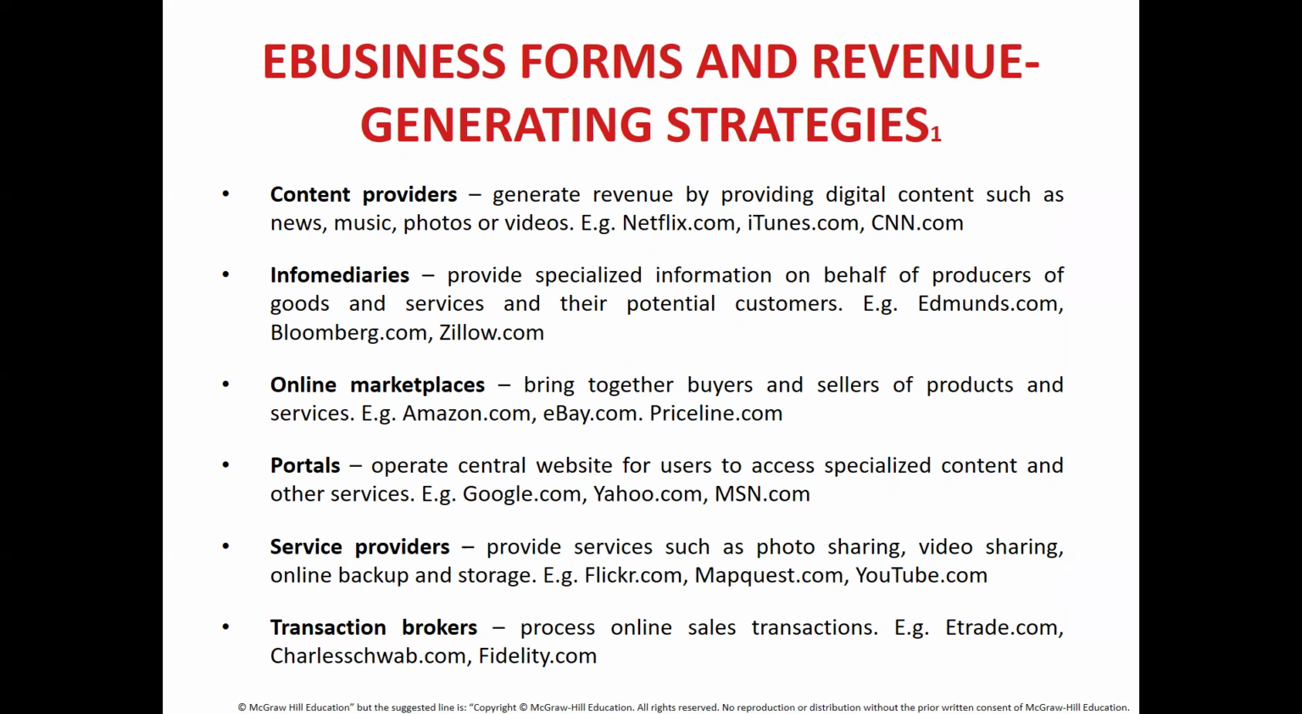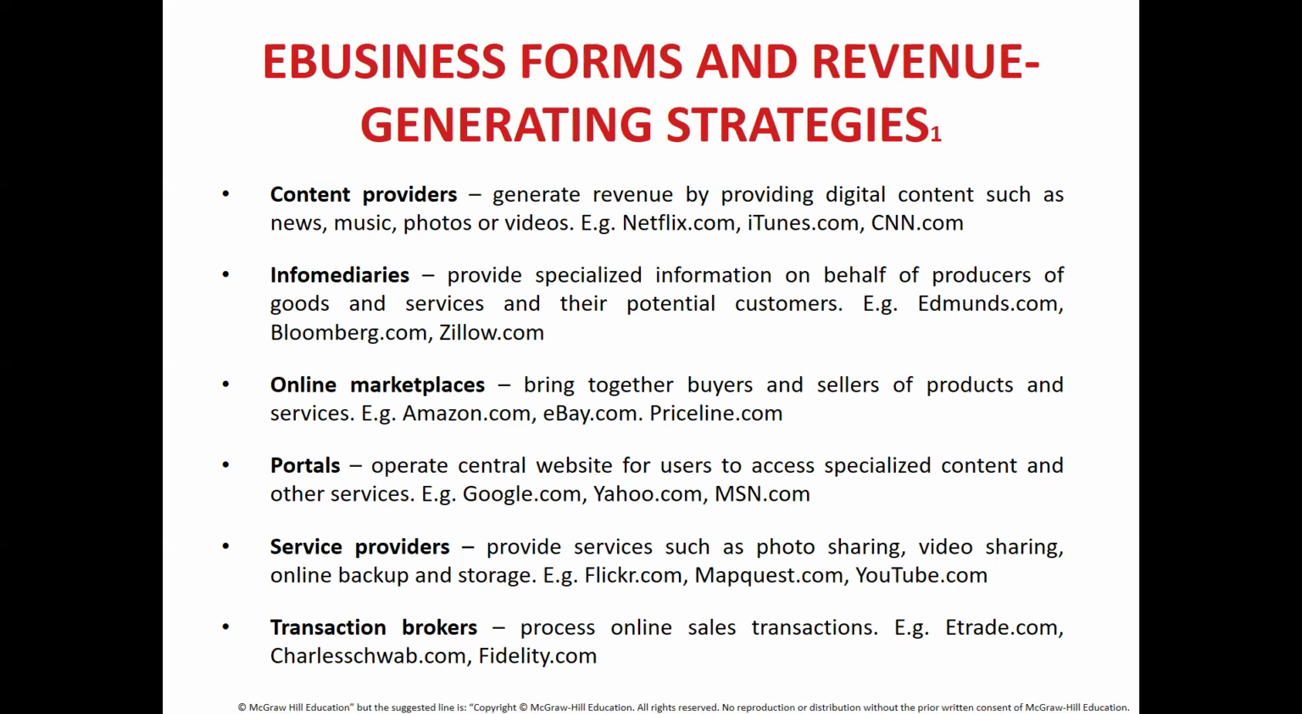You have infomediaries, which provide specialized information on behalf of producers of goods and services and their potential customers. Example, Edmunds.com, or Bloomberg.com, or Zillow.com. Now, what these companies do is they provide information to consumers on behalf of the producers of goods and services, most likely distributor companies.